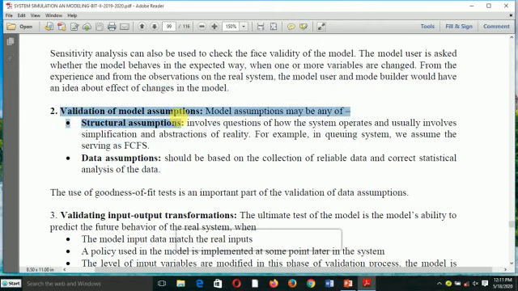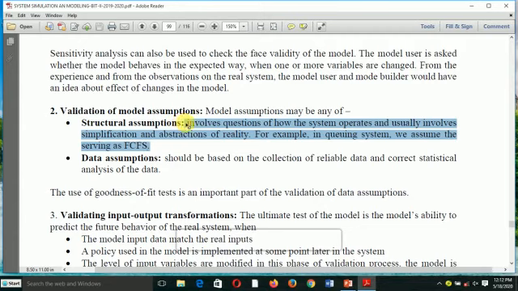So the validation of model assumptions here. The model assumption can be either a structural assumption or a data assumption. You can have an assumption about the structure of the system, or a data assumption or approximation. It means that it involves the question of how the system operates, and usually involves simplification of the observation of reality. For example, in a queuing system, you assume the serving is FCFS. Here assumption means that you do not want to take everything 100% as it is.